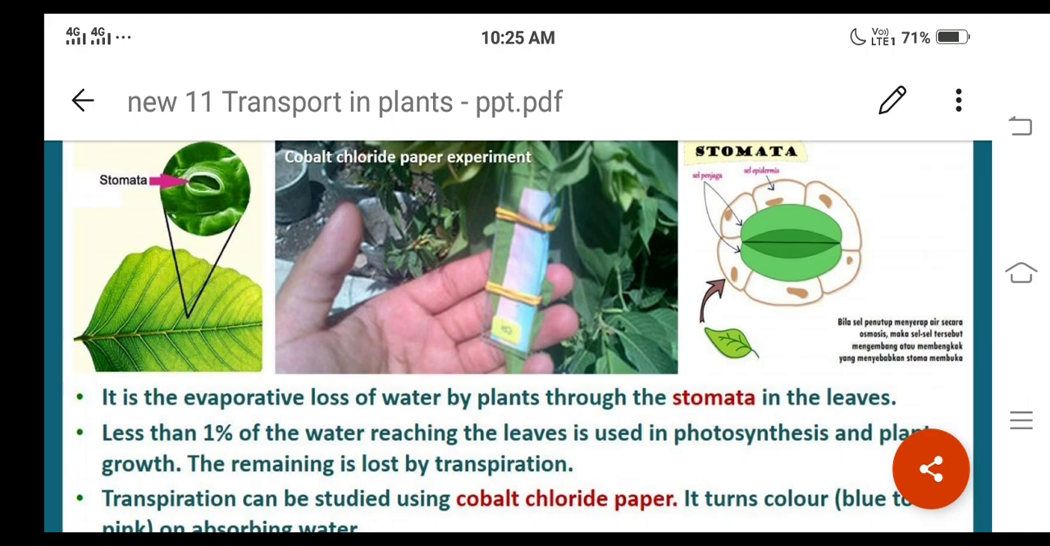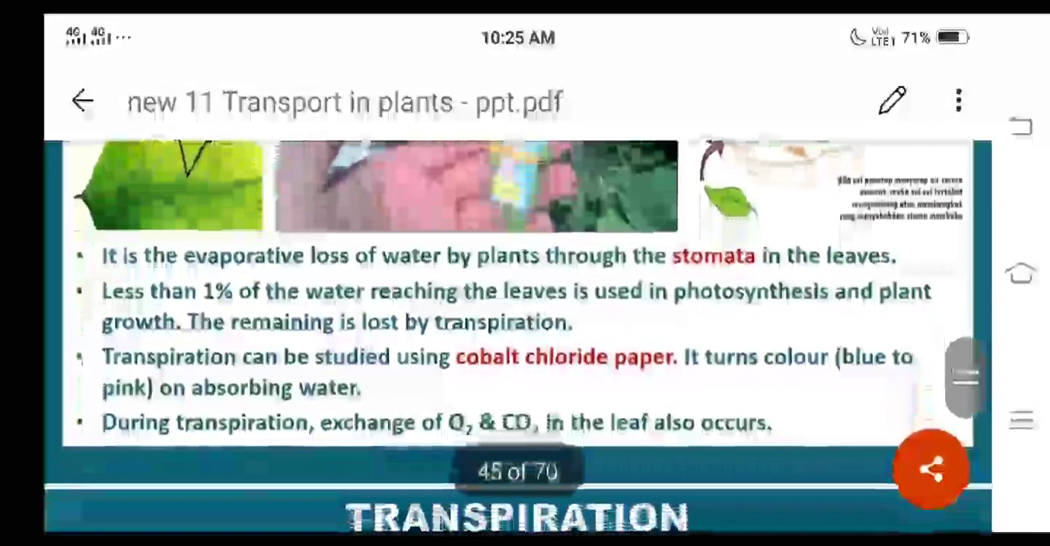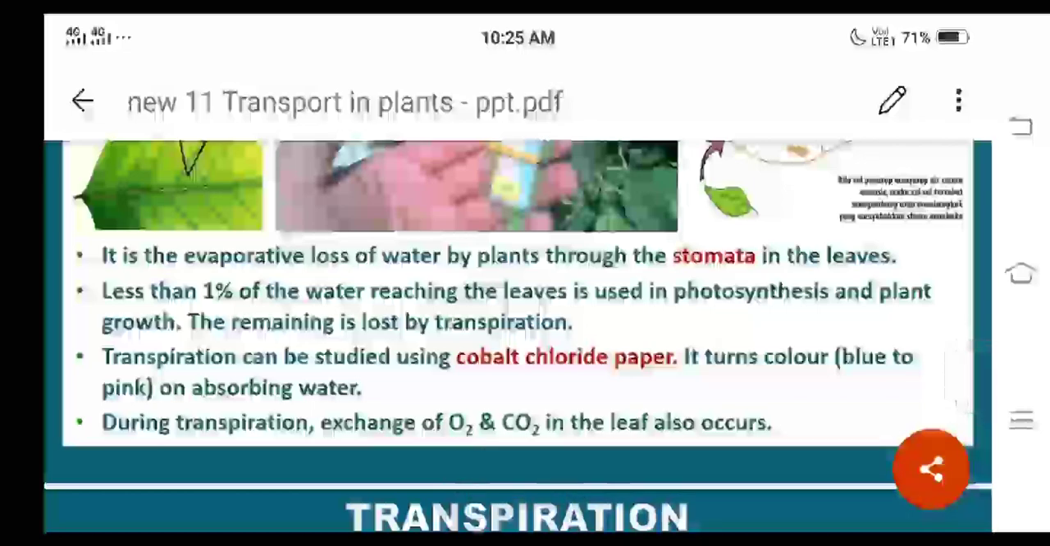Now let us understand the detailed account of transpiration. The first line explains the definition. What is the definition of transpiration? It is the evaporative loss of water by plants through the stomata in the leaves. Or we can define it like this: the loss of water in the form of water vapor through the stomata is called transpiration.